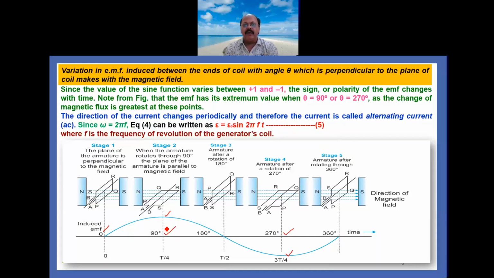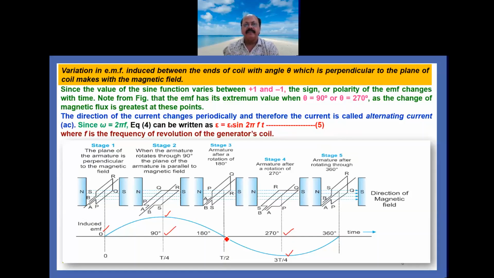Now we rotate the armature coil by 180 degrees, at time t by 2, that is half of the time period. Then you can see that the induced EMF decreases and its value becomes 0. So it decreases from maximum to 0 because E equals E naught sine 180. Sine 180 is 0, so E equals 0.